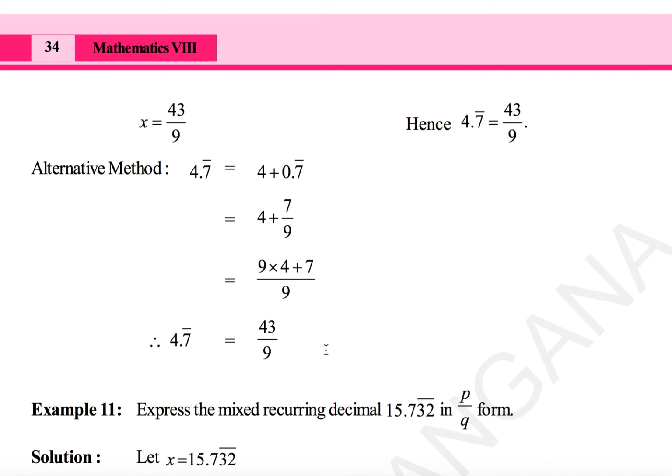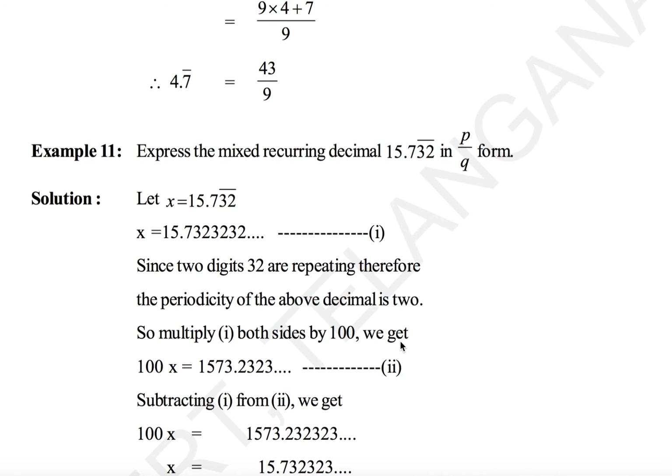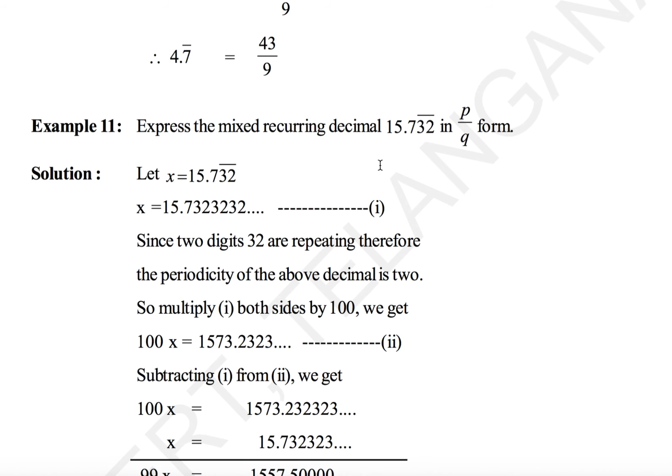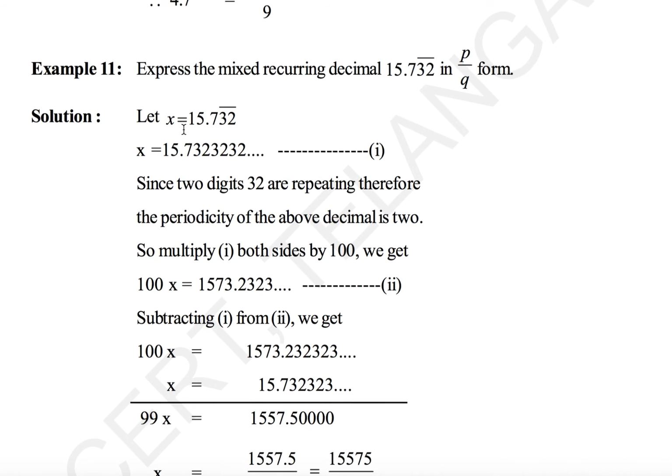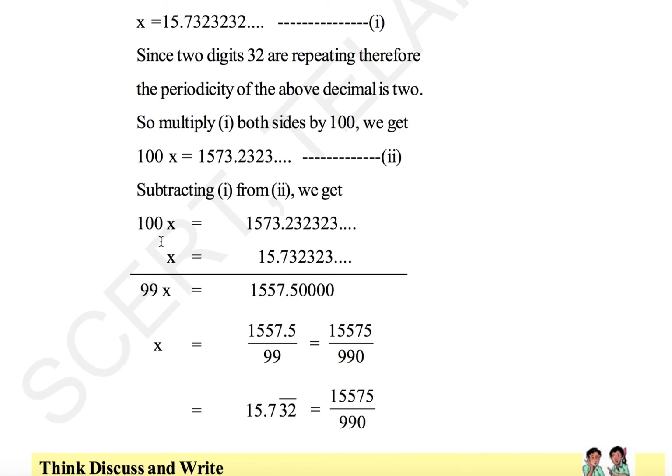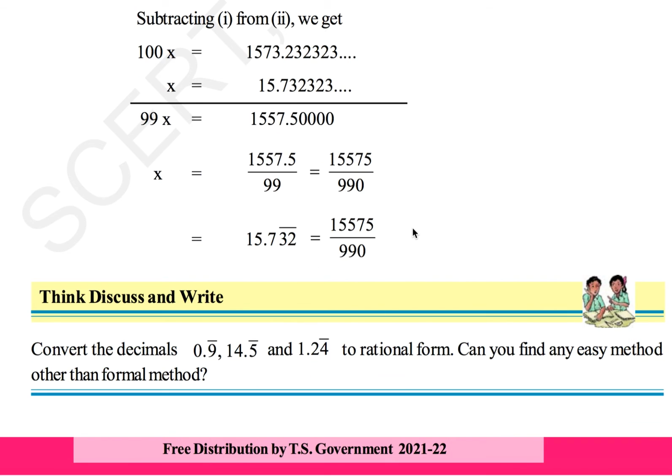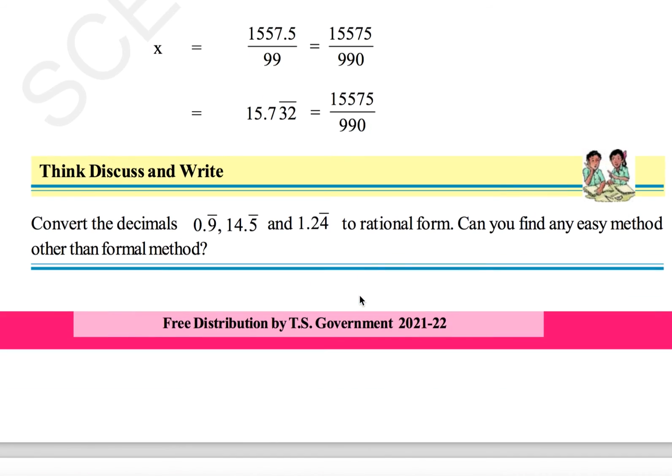Okay. What is the alternative way? 4.7 bar can be expressed as 4 plus 0.7 bar. 0.7 bar is nothing but 7 by 9. Okay. If you simplify this one, you will get 43 by 9. Anyway, whichever way I proceed, the answer will be the same. Express the mixed recurring decimal in p by q form. Okay, write the decimal. Two digits are repeating. So multiply it with 100 and subtract. This is what you got, right? Finally, multiply with 10 on both numerator and denominator. So this is the answer. You can cancel the common factors as well if you wish.